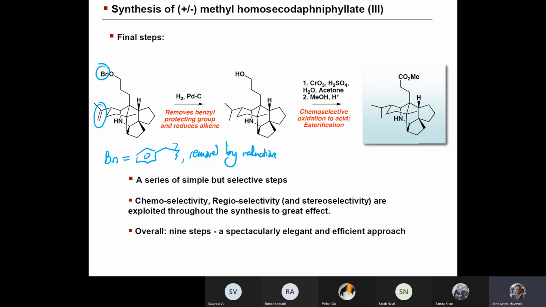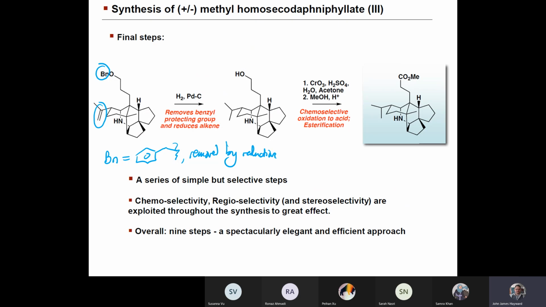So that gets us through to the daphniphyllum core. Now we can use chromium trioxide to oxidize the primary alcohol all the way to the carboxylic acid. Remember, we started out with our chemoselective oxidations saying that it's hard to stop at the aldehyde, but it is actually very useful sometimes to make that desired carboxylic acid.